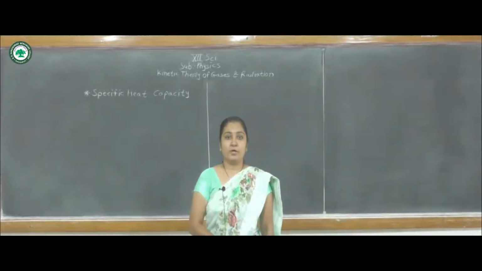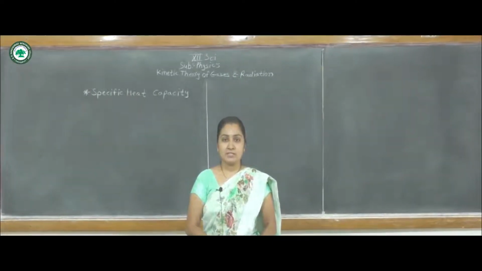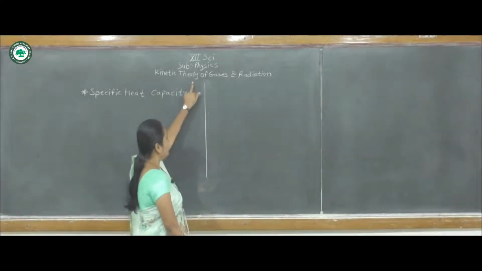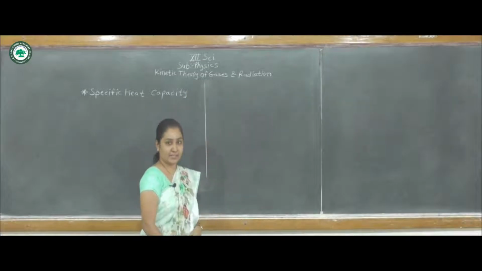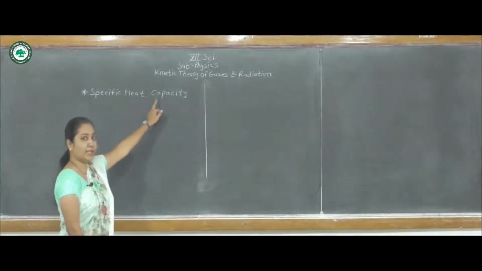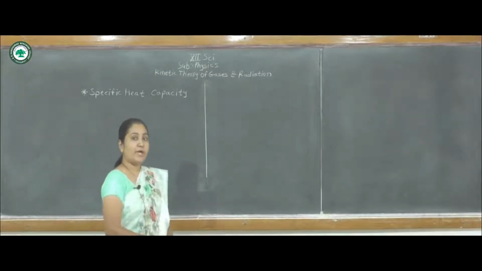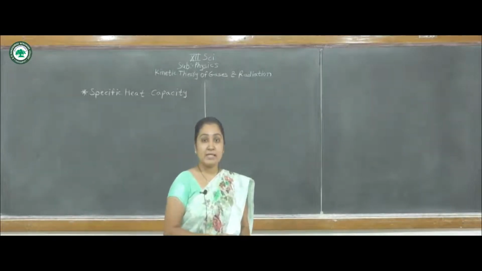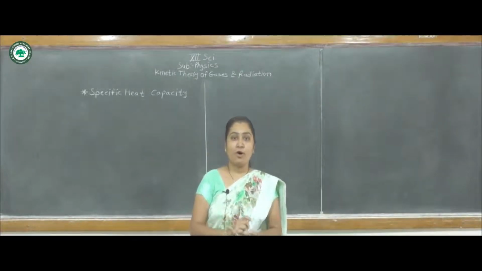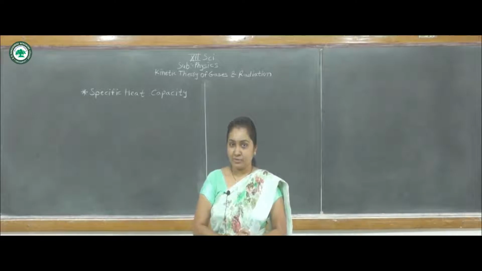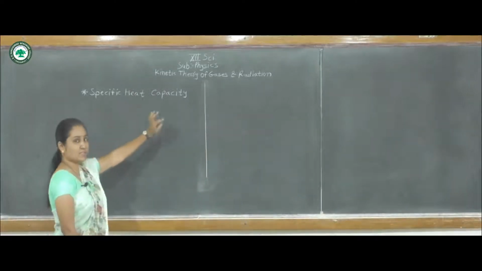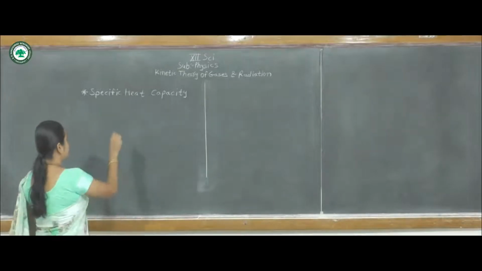So now we are going to study 12th Science Physics, 3rd chapter, Kinetic Theory of Gases and Radiation. Now we are going to study specific heat capacity. When the temperature of a gas is increased, there is a change in the volume or the specific heats. There are two specific heats for gases.